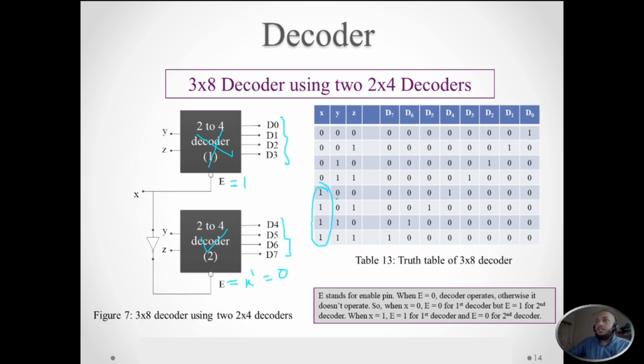If we choose 0 0 now, we will get D4 as the output. If we choose 0 1, the output will be D5. That means D5 will be 1 in that case. For 1 0, we will get D6 1. For 1 1, we will get D7 1. So we can see here that this circuit is completely working as a 3:8 decoder.